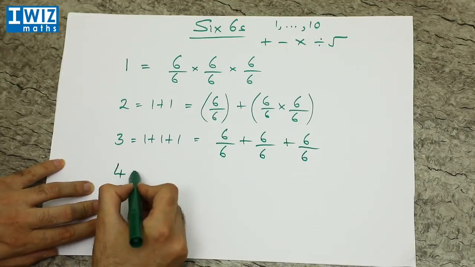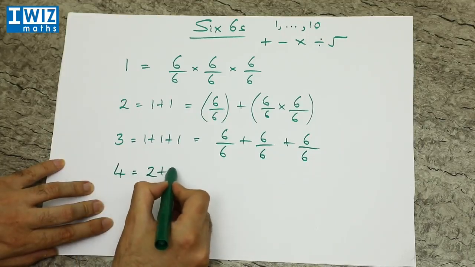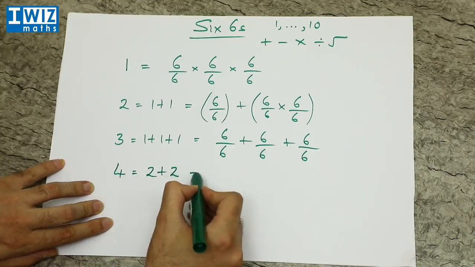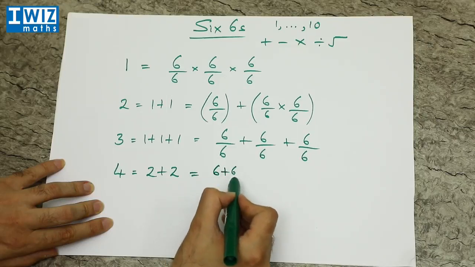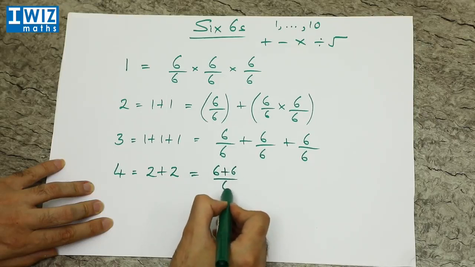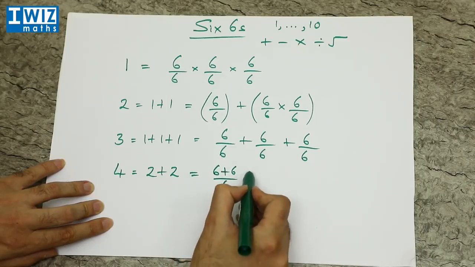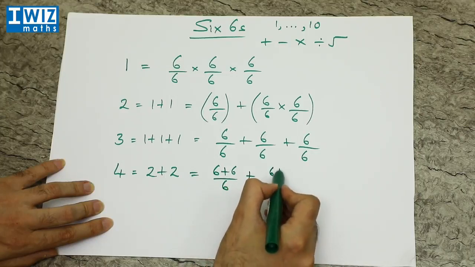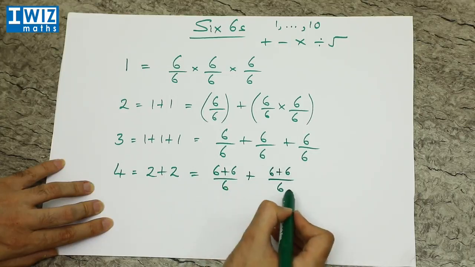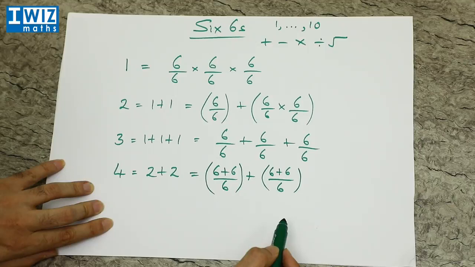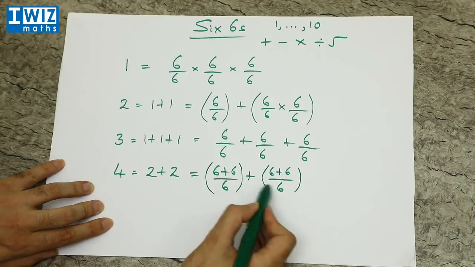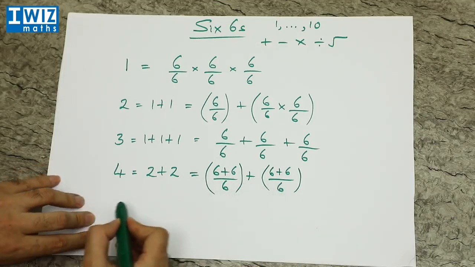4 can be written as, let's say, 2 plus 2. And in terms of sixes, we have, let's say, 6 plus 6 divided by 6 gives us 2. And then you have plus 6 divided by 6, which is 2. So we can just put some brackets around it so there's no confusion. And so that's just 2 plus 2 is equal to 4.